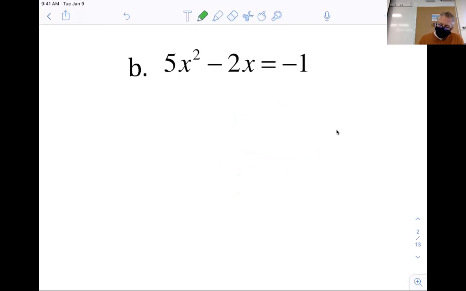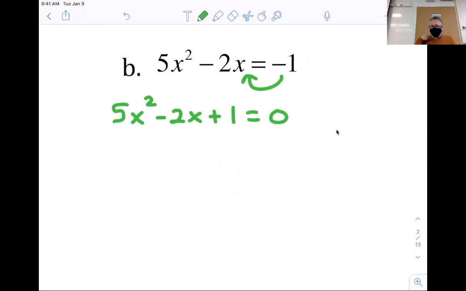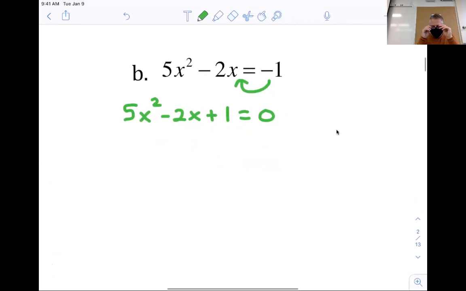So to figure that out, I'm going to move that -1 over, and we have 5x squared minus 2x plus 1 is equal to 0. Now, if you guys remember, my advice the other day was, first try and solve it by factoring if you can, and then if not, use the quadratic formula. But because this is in the quadratic formula section, I'm just going to jump right into that. And so my A value is 5, B is -2, and C is 1.